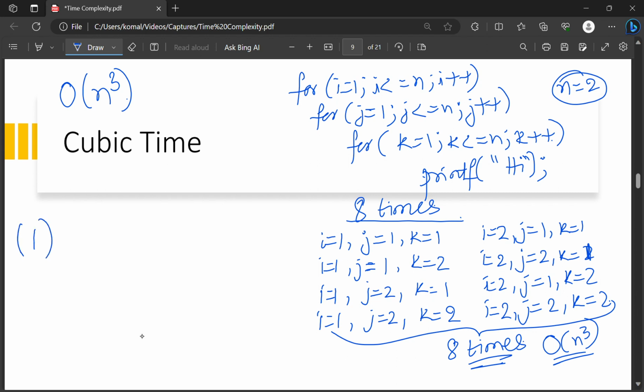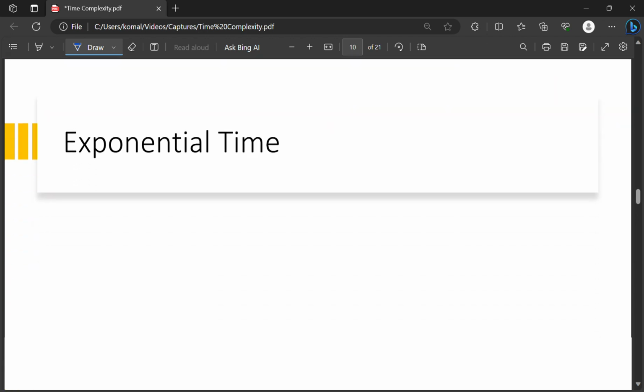Some examples I can take are matrix multiplication. Matrix multiplication is one good example for this cubic time complexity. So when the time complexity is cubic, we must find some optimizing measures to bring that down to linear complexity or quadratic time complexity.